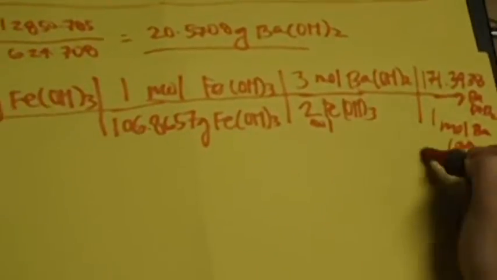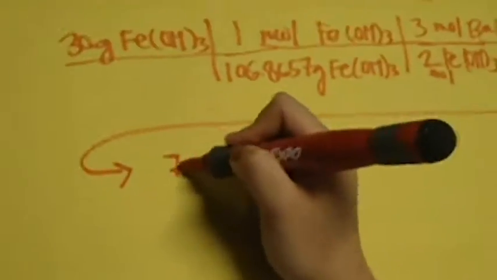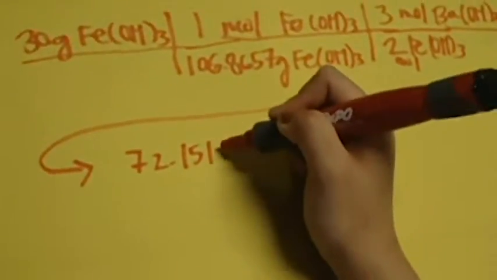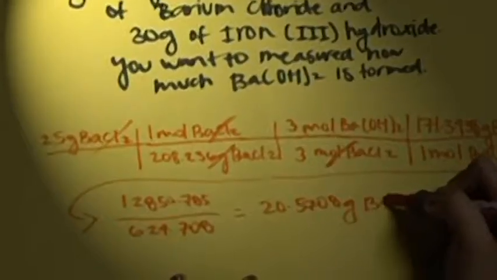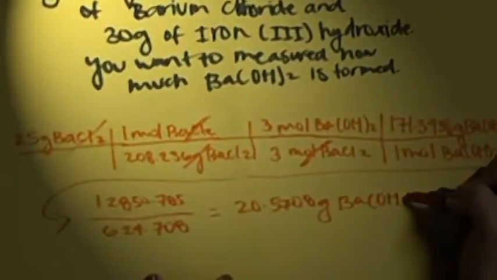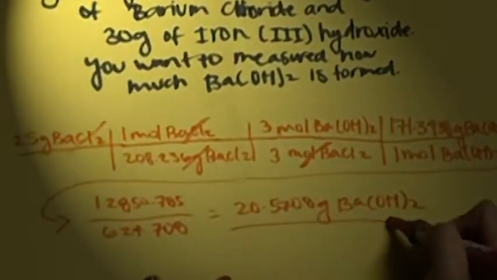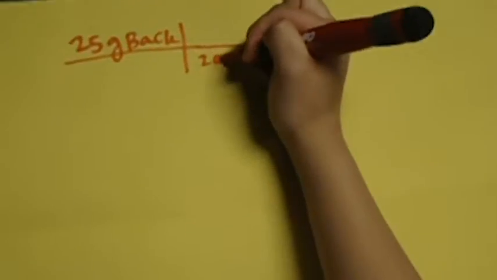The reactant that produces the lesser amount of product, in this case barium chloride, is known as the limiting reagent. As for the question of how much barium hydroxide can be formed, we can expect to produce 20.5708 grams. At the point that you've run out of barium chloride, there's no more reactant to participate in the reaction, so some iron hydroxide will be left. How much exactly of the iron hydroxide is left over?